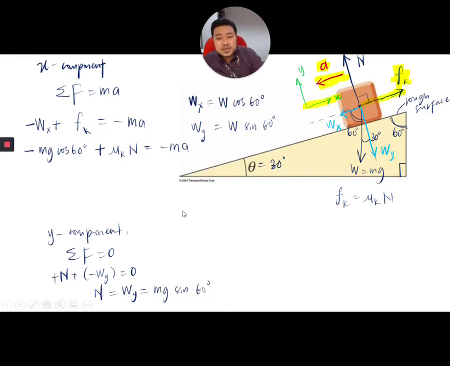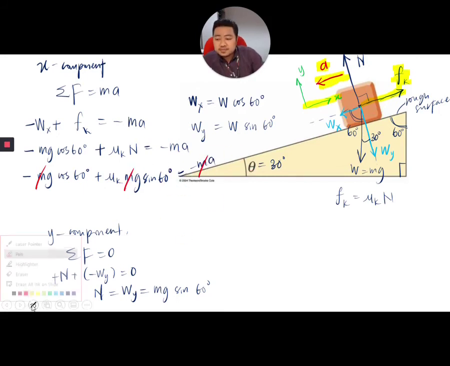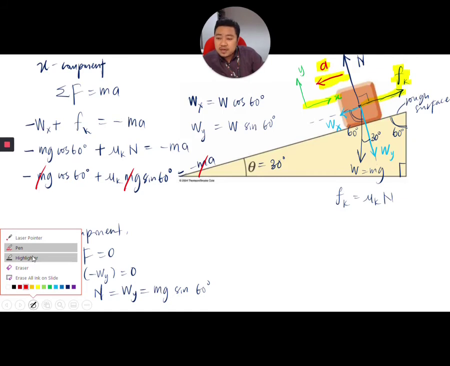So now we can substitute it back into our original derivation here. It is going to be negative mg cos 60 degrees plus mu k mg sine 60 degrees, and then it is going to be equal to negative ma. So now we can eliminate m, because m appears on both sides of the formula. Okay, eliminate m, and this is going to be the final formula.